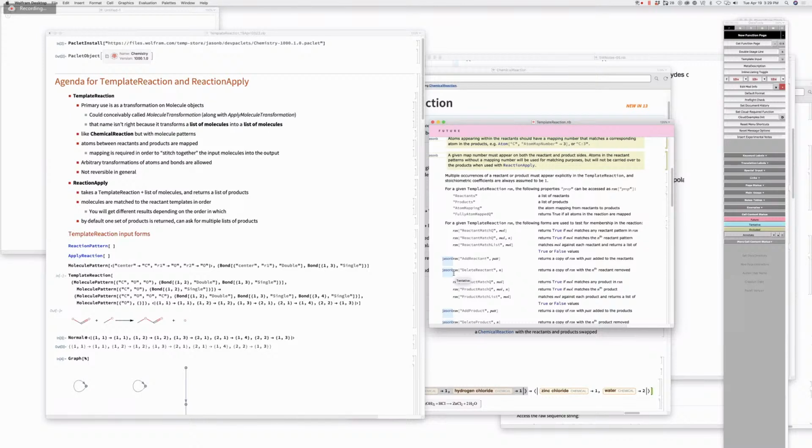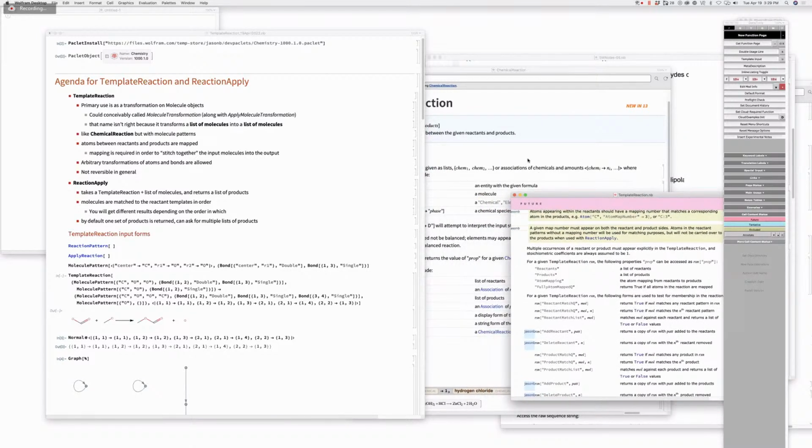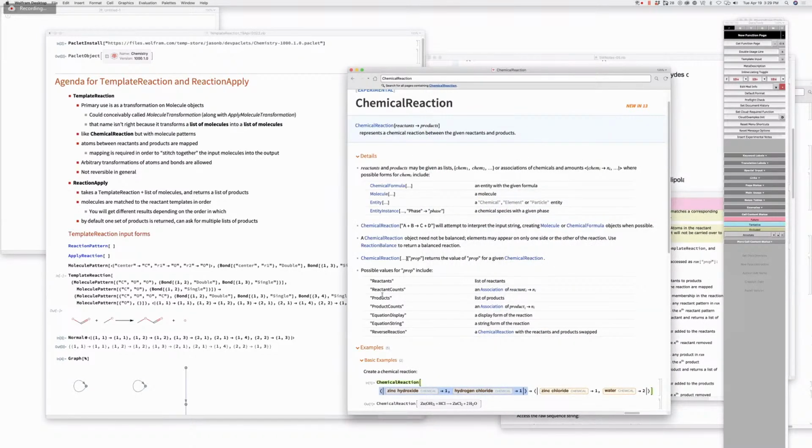So reactants, products, those are also supported in chemical reaction, correct? Yes. Reactants, products, and reactant counts would be specific to chemical reaction and not to the reaction pattern, because in a reaction pattern those are distinct objects on the left-hand side rather than countable. Right. Okay. Equation display, supported in reaction pattern.